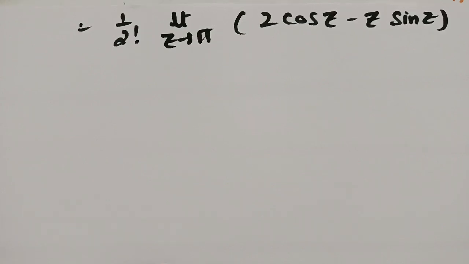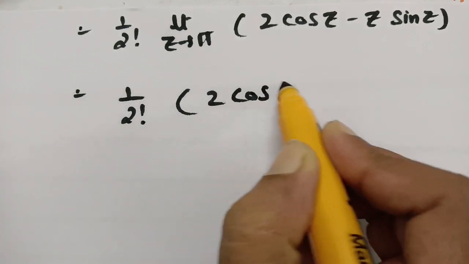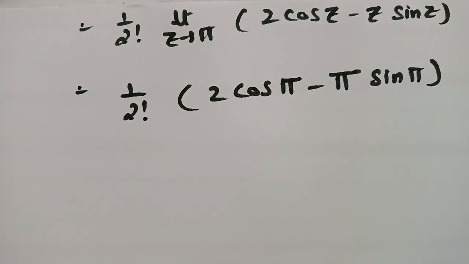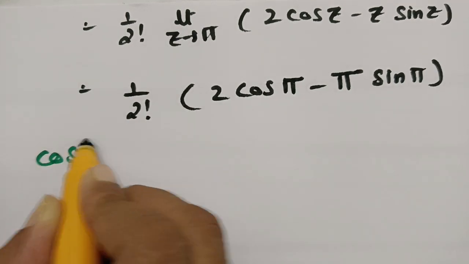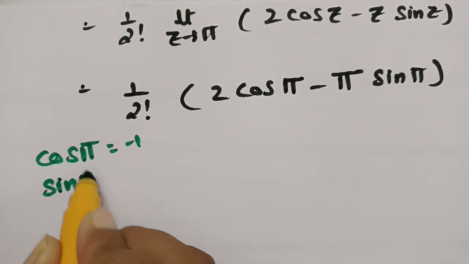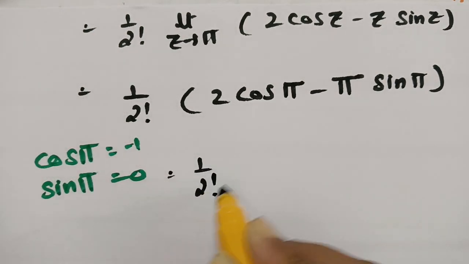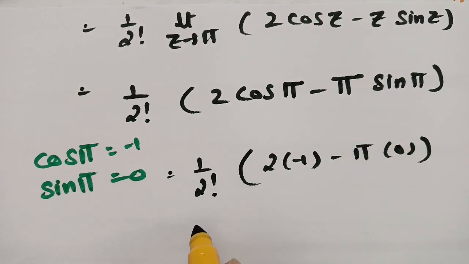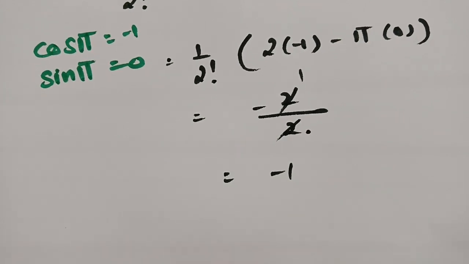Now if I apply z value as pi, this will be 1 by 2 factorial into 2 cos pi minus pi into sine pi. As you know, cos pi value is minus 1, and sine pi value is equal to 0. As we know the values, this will be 1 by 2 factorial into 2 into minus 1 minus pi times 0. So this value is minus 2 by 2, and if I cancel, the value will be minus 1.